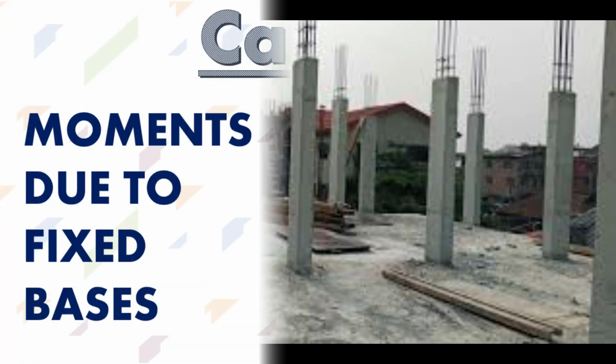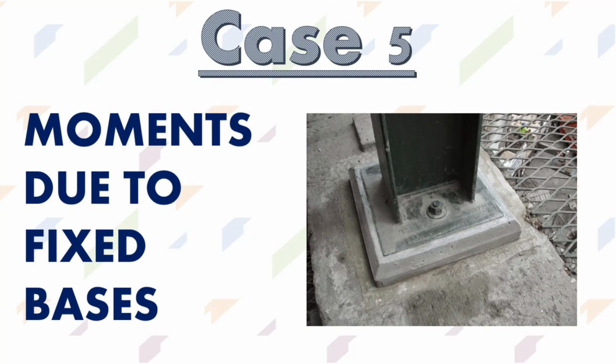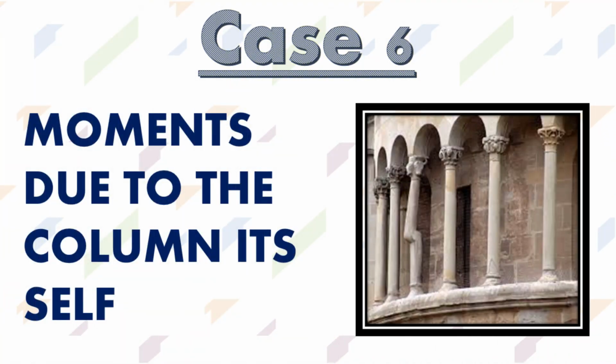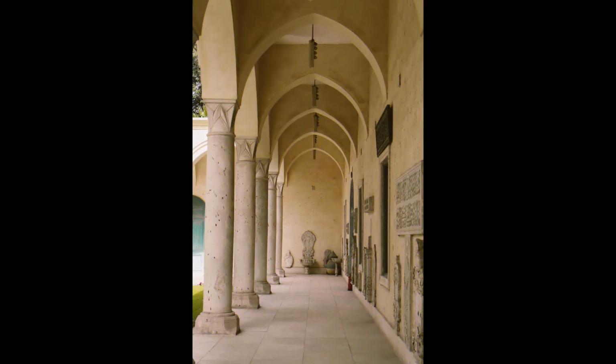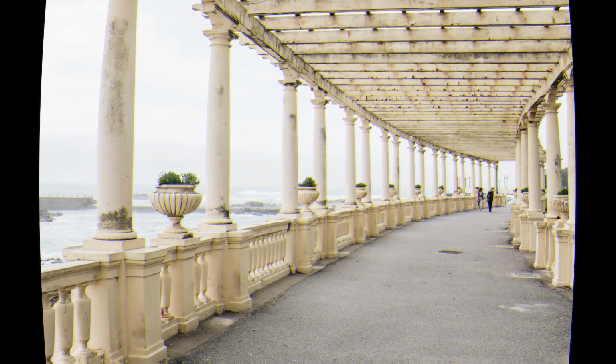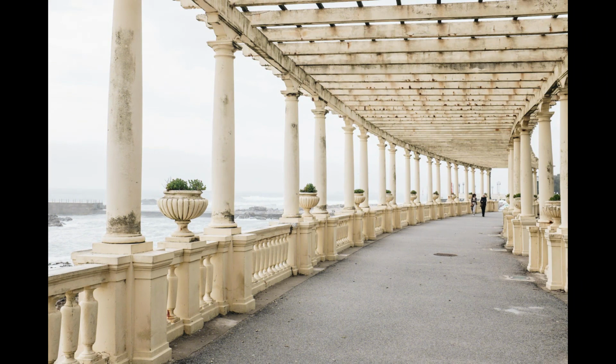Anyways, okay, now that we're done with case 5, I know I said it was going to be the last one, but check it out. I have a bonus 6th case for you. And this one is due to the column itself. Well, what do I mean? Well, here's the thing. No column is perfectly straight or perfectly vertical. And in addition to this, bending moments will always be induced in the column due to this deviation and or inclination. Thus, there will always be a little moment in the column.